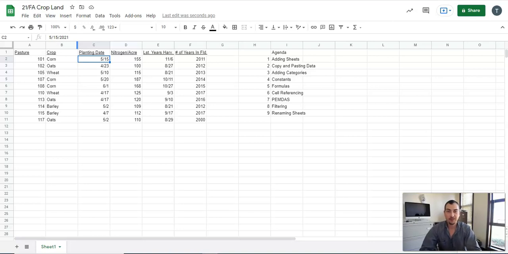All right, ladies and gentlemen, this week's assignment is going to actually be an extension of last week's assignment. So you're just going to be adding on to the back 40 pasture. Only we're going to be adding some more categories, and we're going to be using some formulas, and we're going to be using some constants in order to actually calculate some things.